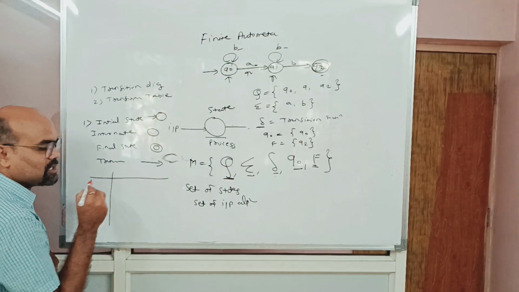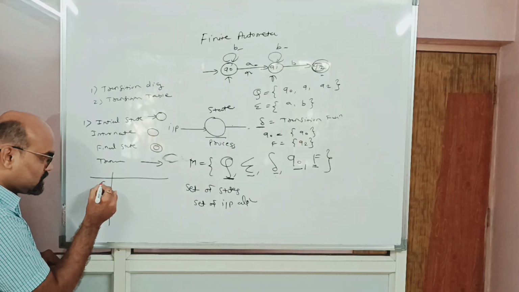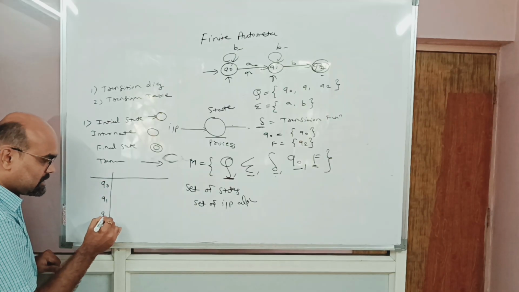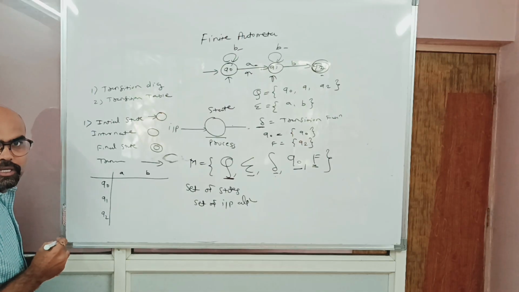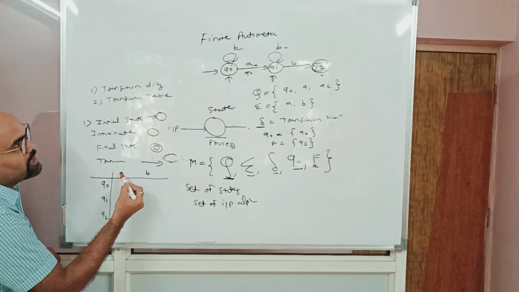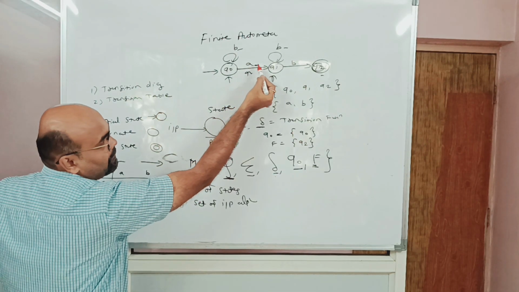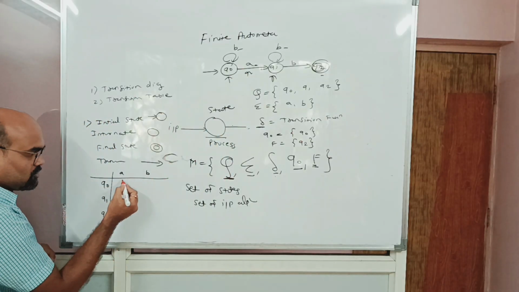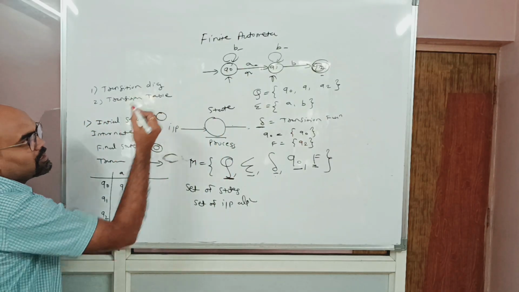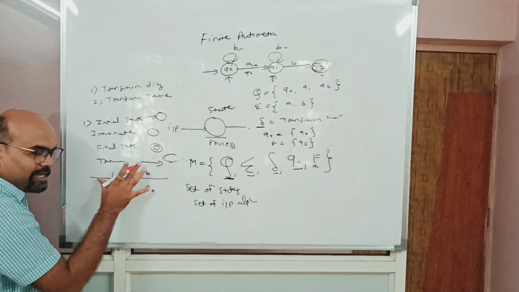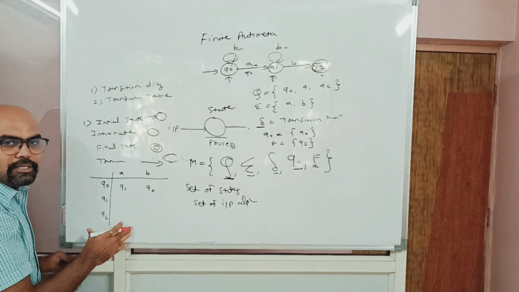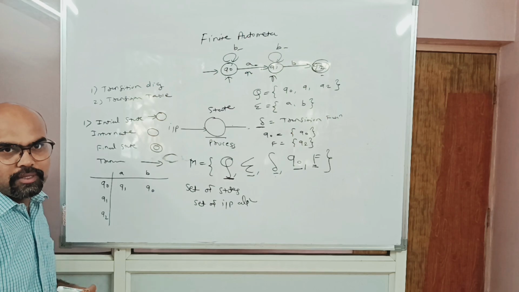Transition table is a 2-dimensional matrix where the first column indicates the set of states and the first row indicates the input alphabet. So we can say that Q0 on A maps to Q1. So Q0 and A goes to Q1. Q0 on B goes to Q0. Like this we can draw a table that is nothing but a transition table.